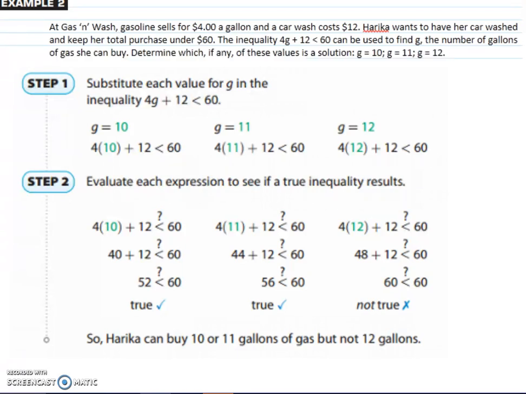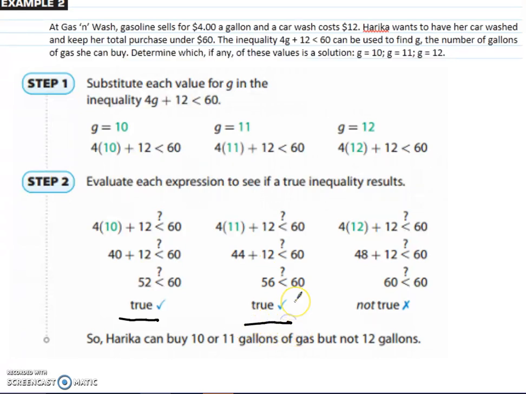Well, if we do substitution into the original inequality, 4G plus 12 is less than 60. 4 times 10 is 40. 40 plus 12 is 52. Is 52 less than 60? Yes, so that's true. 4 times 11 is 44. 44 plus 12 is 56. Yes, 56 is less than 60.